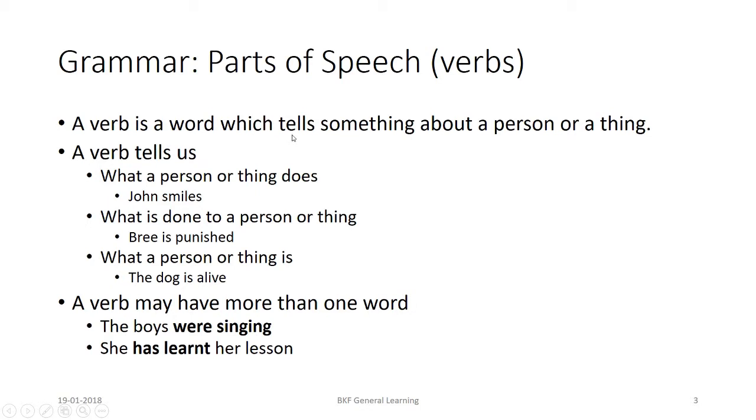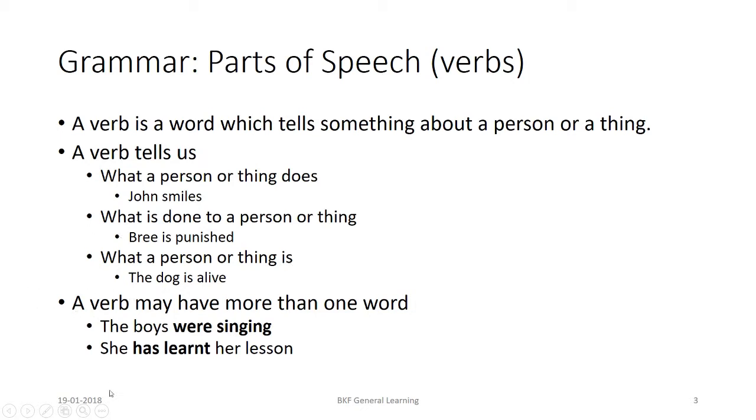So a verb is a word which tells something about a person or a thing. A verb tells us what a person or thing does. Like in this example, John smiles. That's the thing he does. What is done to a person or a thing? Bree is punished. So she is being punished. Punishment is the thing which is being done to her. What a person or thing is: the dog is alive.